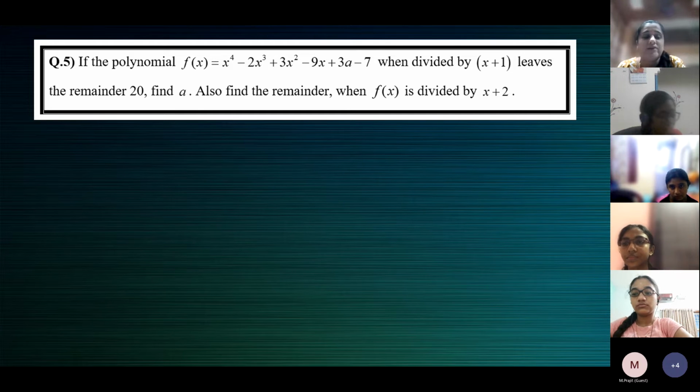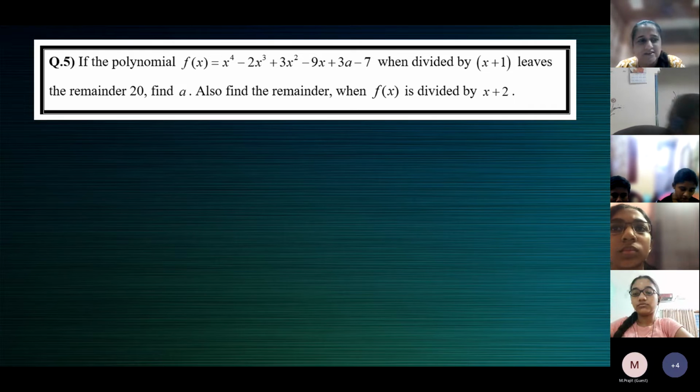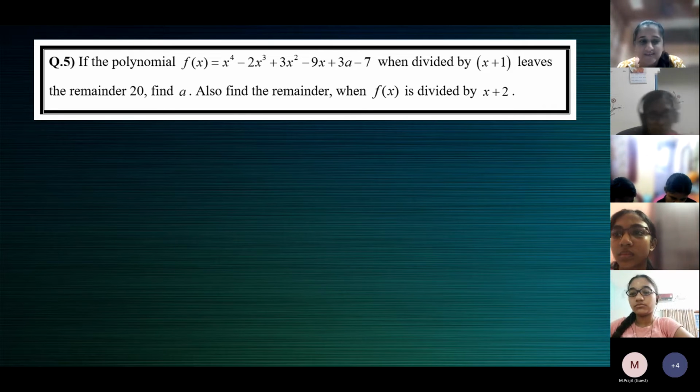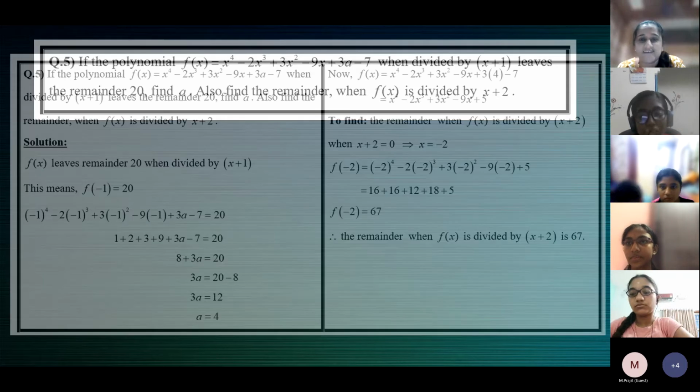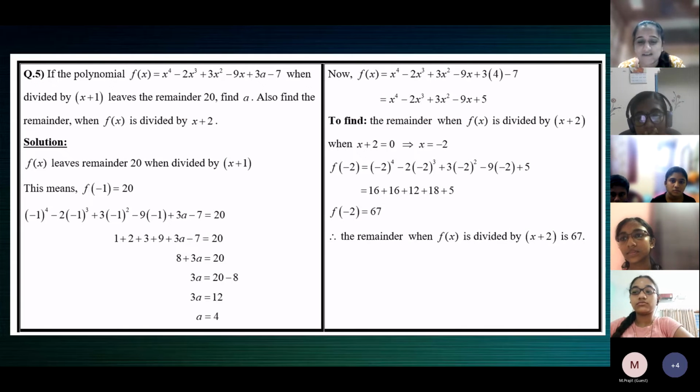It leaves remainder 20. I think we finished this in the last class, didn't we? Yes, ma'am. We finished this in the last class. All right, so then this is the next one.